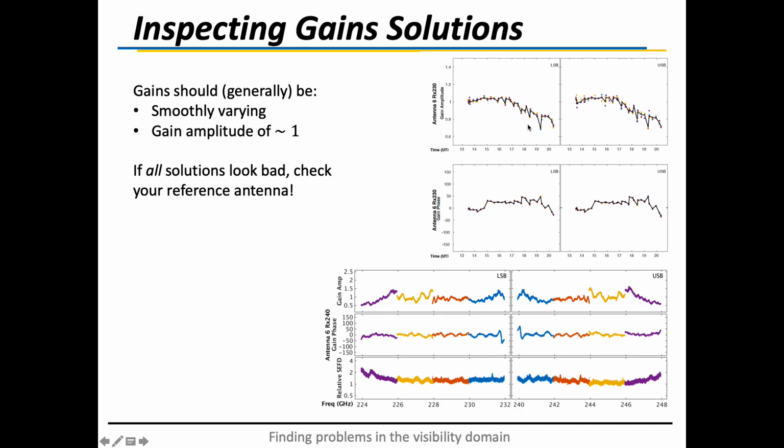This is a good way of identifying whether or not you might have a problem antenna that needs to be flagged out. If all of your antennas look bad, it might signal that you need to make a different choice of reference antenna when building your gain solutions.